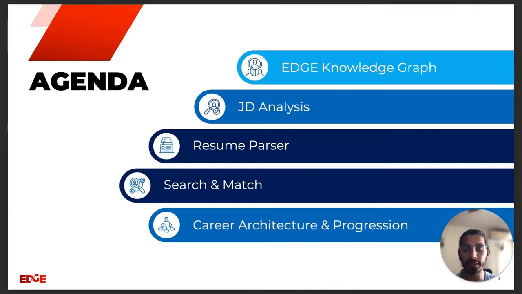So let's begin. As part of our ML engine, we do have multiple capabilities. And in this video, I'll be talking about some of the capabilities like Edge knowledge graph, like JD analysis, how do we understand the jobs, job descriptions, demands, how do we extract information from resumes and how do we analyze resumes, and how do we help recruiters and hiring managers to find relevant candidates, and how do we enable candidates to find better personalized jobs internally in the company. And the last point I'll be talking about is career architecture and career progression.